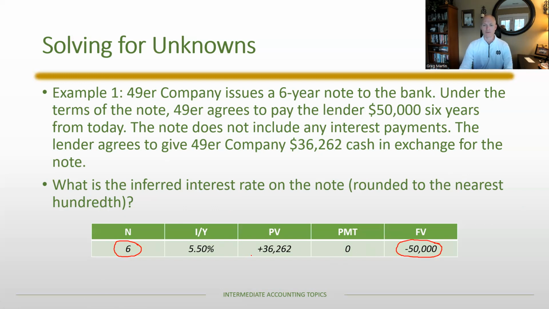That's why it's negative. The bank is giving me $36,262 today. There's no intervening payments in between. And so the inferred interest rate, the one that we are solving for, is 5.5%. Again, that's how we solve for some unknown. It's what do I know? What's unknown? What am I trying to solve for? And then fill in the rest of the information to get the right answer.